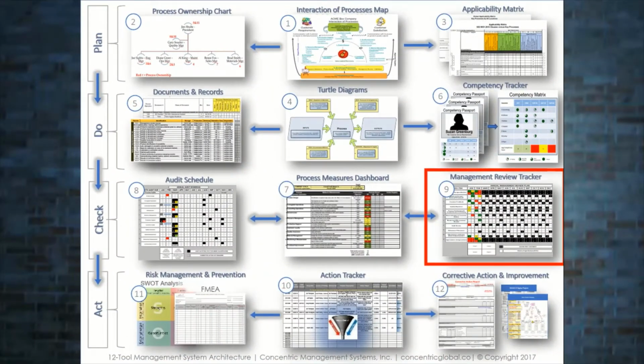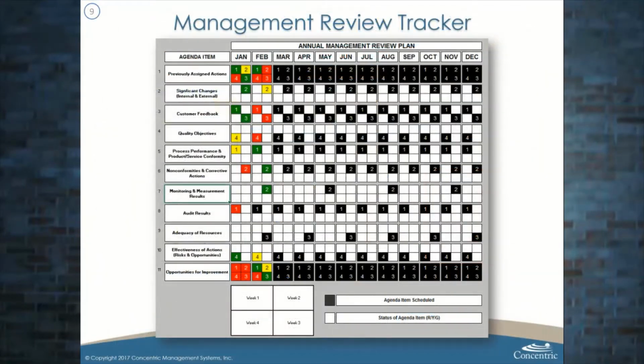Tool number 9 is the Management Review Tracker. This is very similar to the internal auditing tool in that it uses the items to be reviewed on the left, and the months are the column headings starting with January over to December. In this particular tool, we have 11 line items, but they're not the 11 processes. These are in fact 11 different management review inputs that the 9001:2015 standard requires to be reviewed.